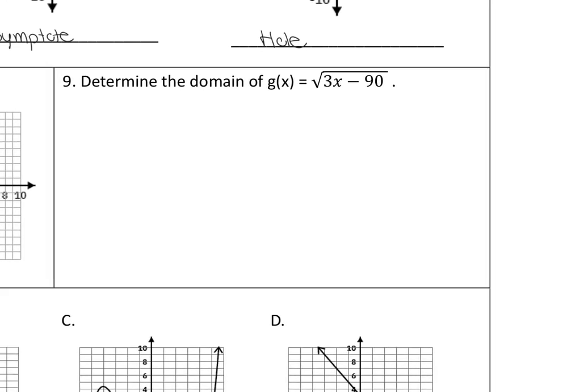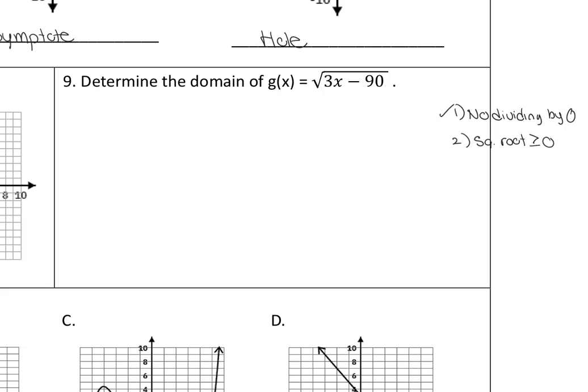Number 9, it says find the domain. Remember, we had some rules. No dividing by 0, but we don't have a fraction, so we don't have to worry about this one. And then the second rule was the square root has to be greater than or equal to 0. I can't square root anything that's negative. No square rooting negative numbers. So the thing under my root, my 3x minus 90, has to be greater than or equal to 0. I can square root 0, but I can't square root anything smaller than 0.